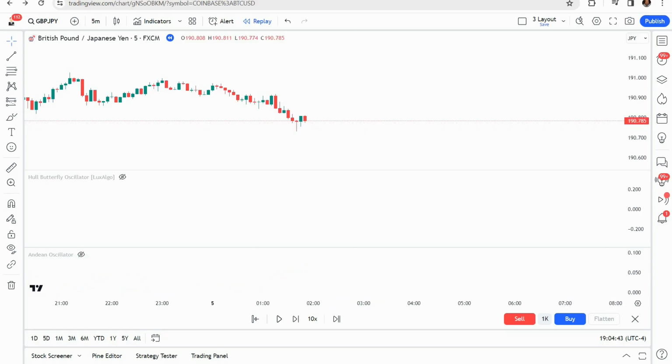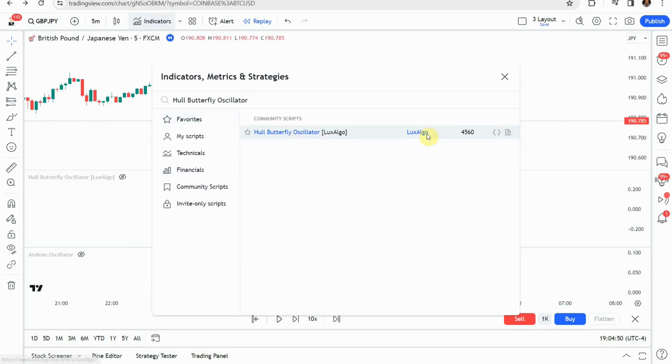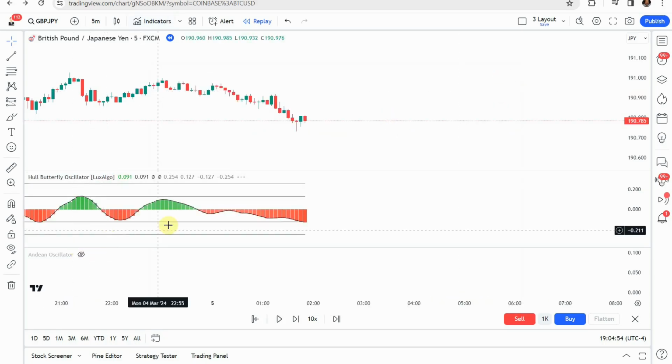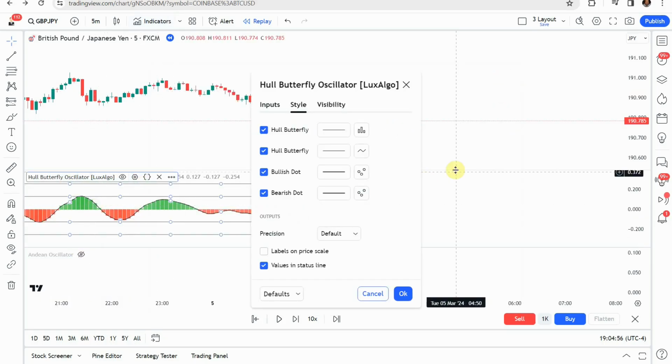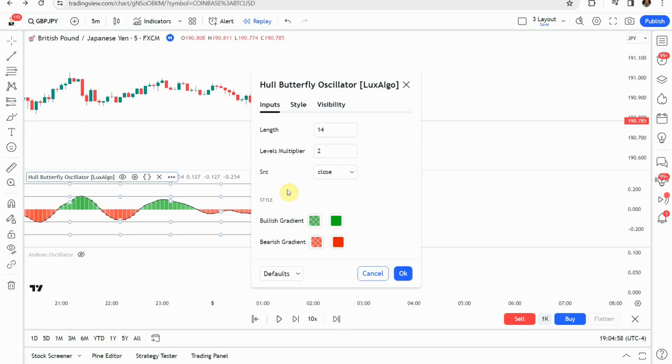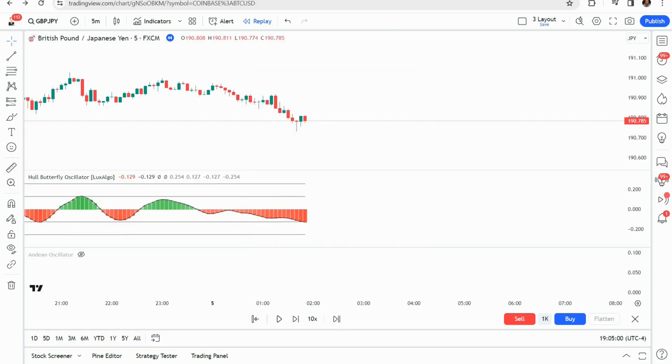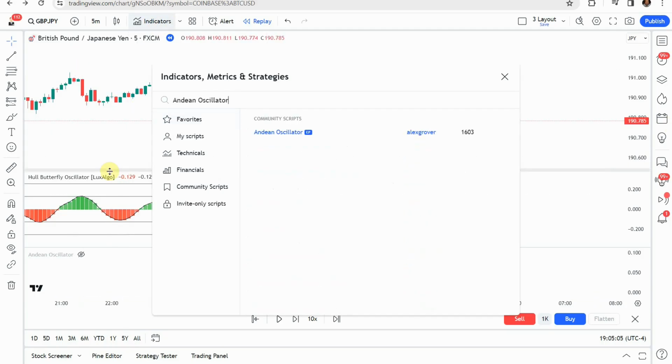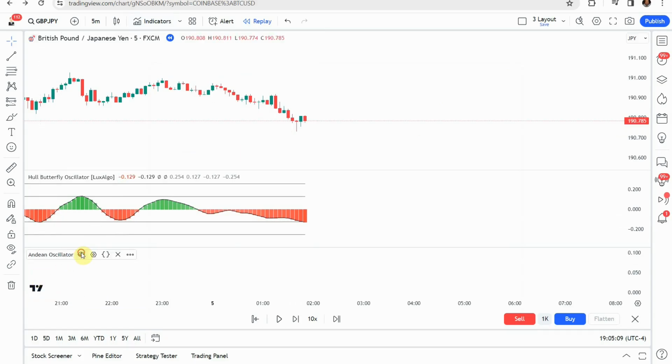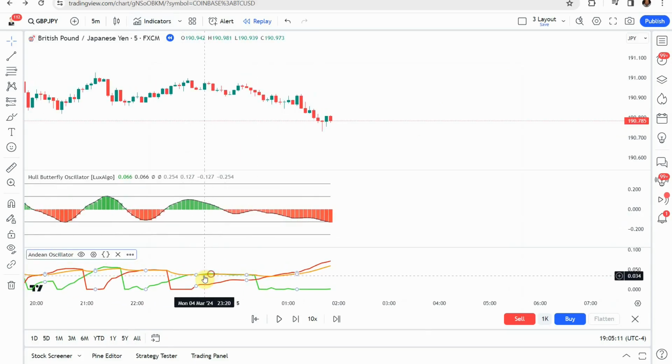The first indicator, of course, we'll put on screen is going to be the Hall Butterfly Oscillator, and so it'll be this one right here. And you'll add that to the screen. It'll look like this here, and you'll keep all the settings on the default. You wouldn't need to change anything there. The next indicator you'll add to the screen is going to be the Andean Oscillator, this one right here. Again, you'll add that to the screen, and it'll look like this here.